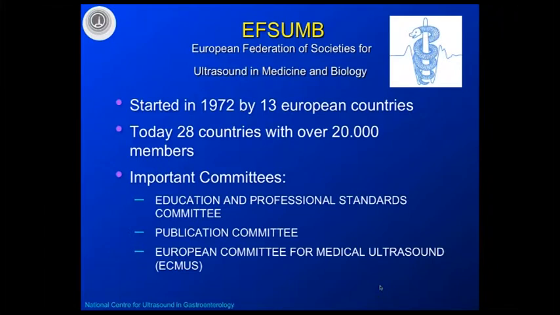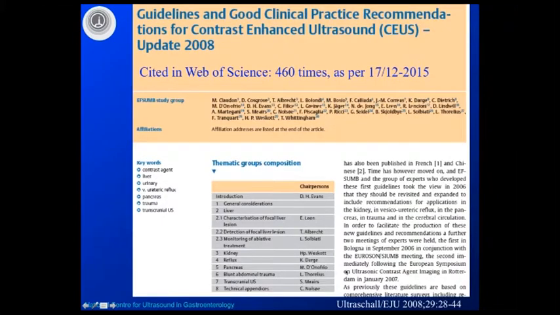As many of you know, EFSUMB is the organizer of this webinar, and it's an organization and federation that started way back in 1972. And now we have altogether 28 countries, and we have over 20,000 members all around Europe, and also some outside Europe. We have some very important committees, and our chairman today, Vito Cantisani, is chairing the Education and Professional Standards Committee. And furthermore, we have the Publication Committee and the Safety Committee. And most importantly, these committees give out guidelines. And today we are focusing on the CEUS guidelines.